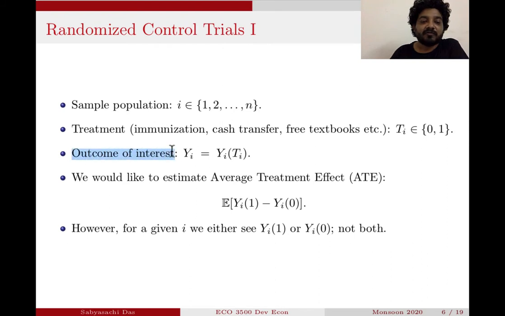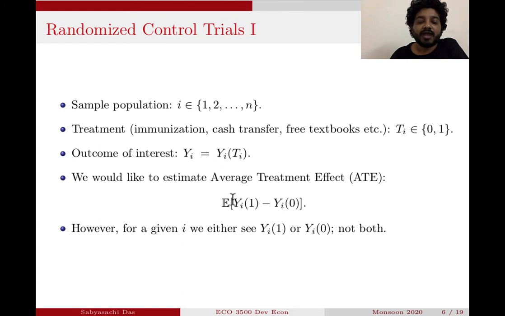You have some outcome of interest in mind that you want to measure, so that's your metric to compute the effectiveness of the treatment. So suppose this is your savings of individual i, and savings of individual i depends on the treatment status of the individual. So savings by individual i depends on whether individual i has a bank account or not, whether she is treated or not.